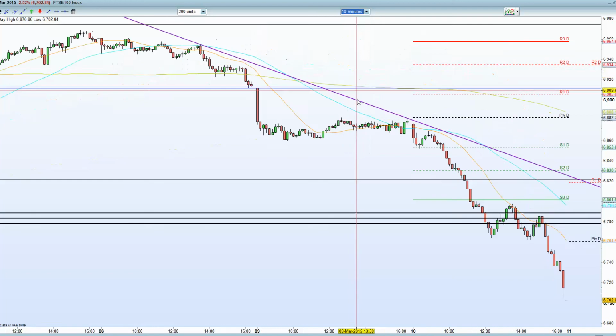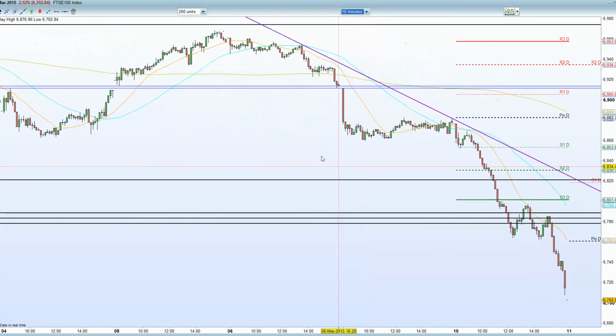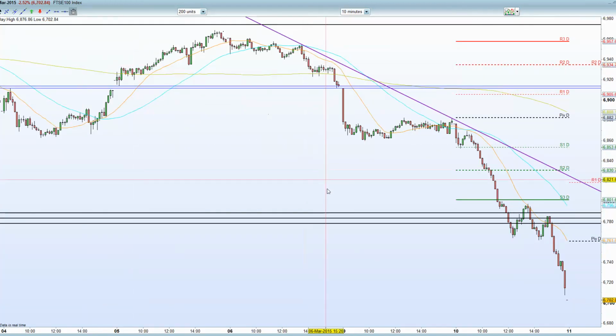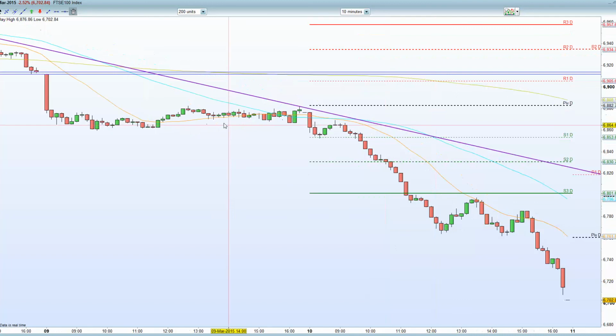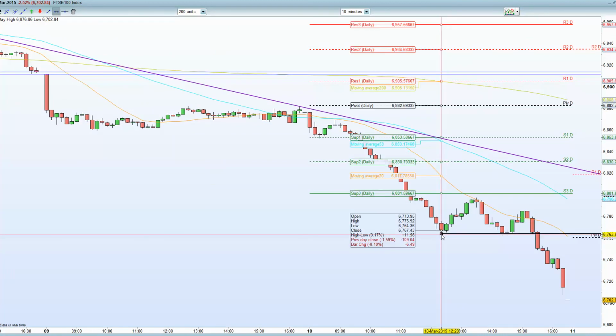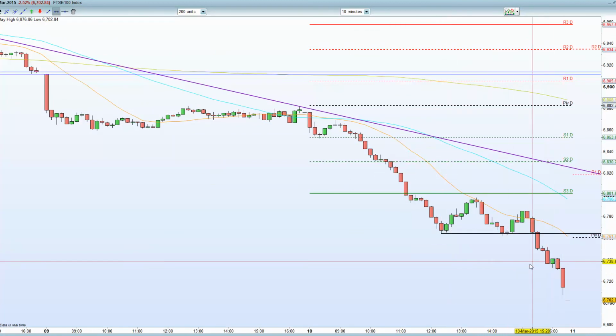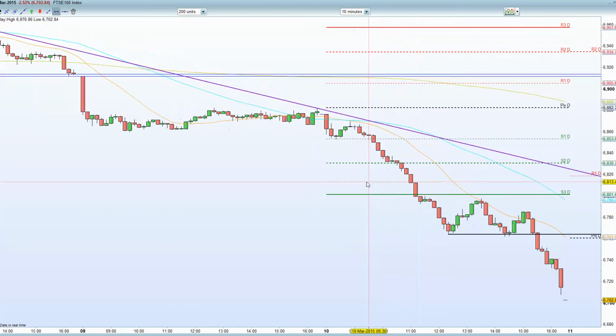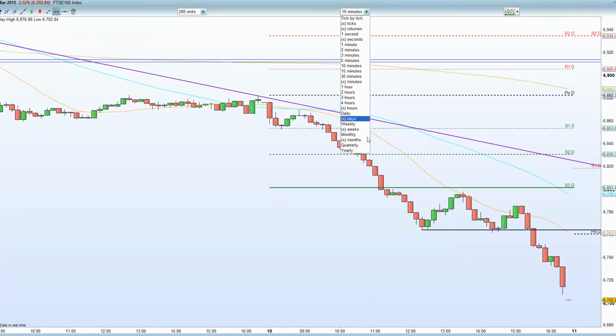On the 7-minute chart, obviously we're making lower lows and lower highs. You want to see some sort of base. Once we failed to hold the 6760 level, I did expect the 6740 region to potentially hold and make a move higher, but even then that failed. So, very impressive sell-off.